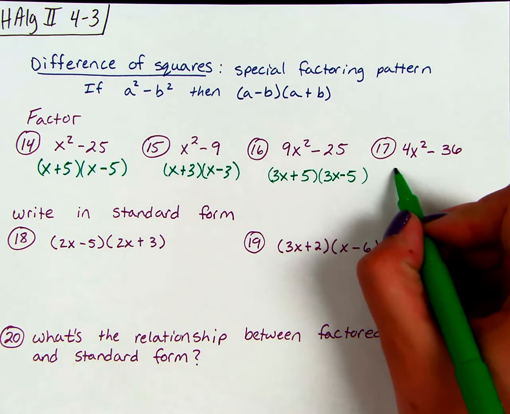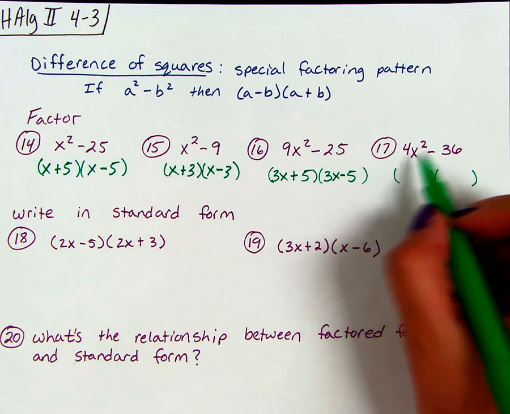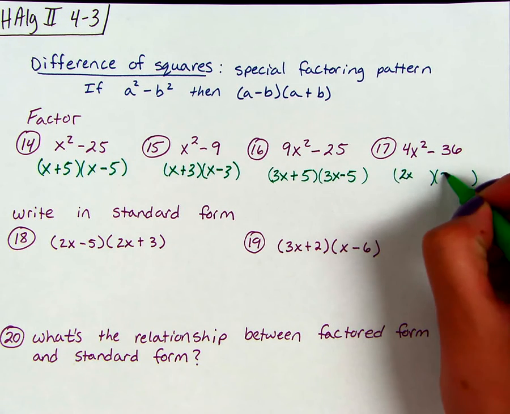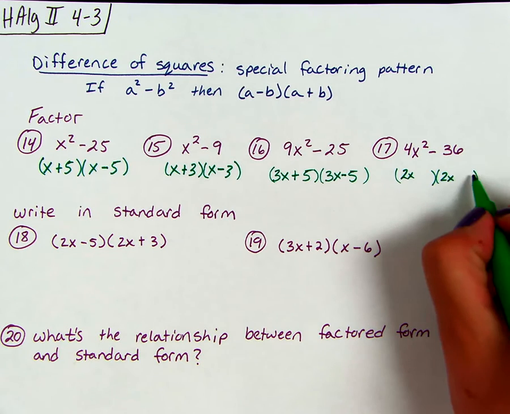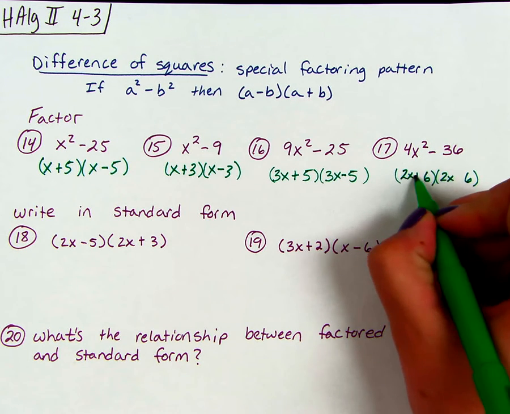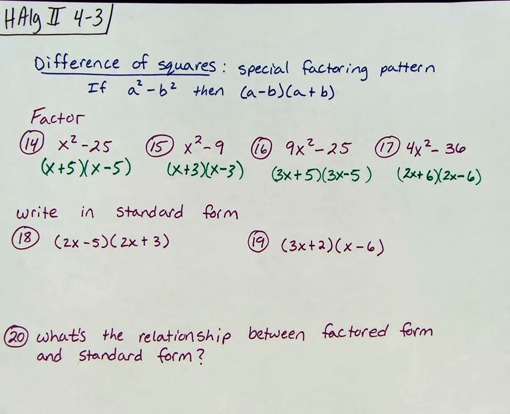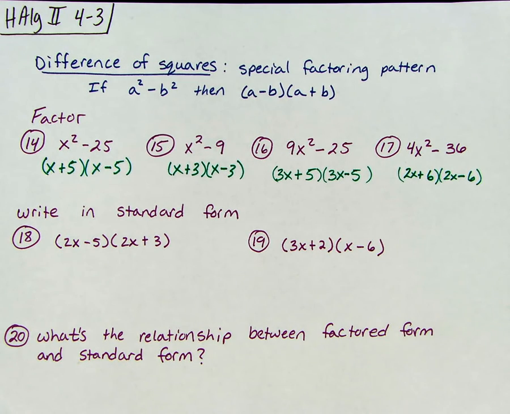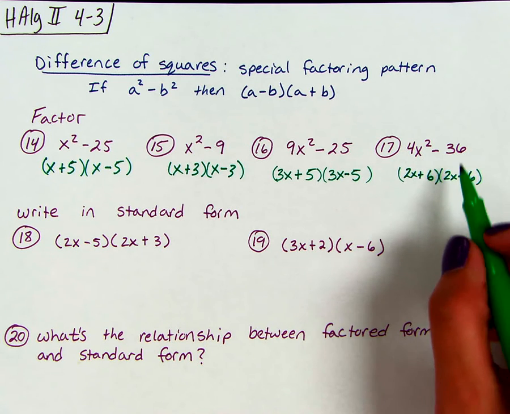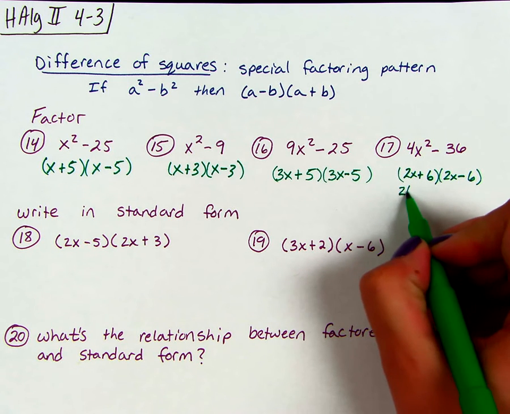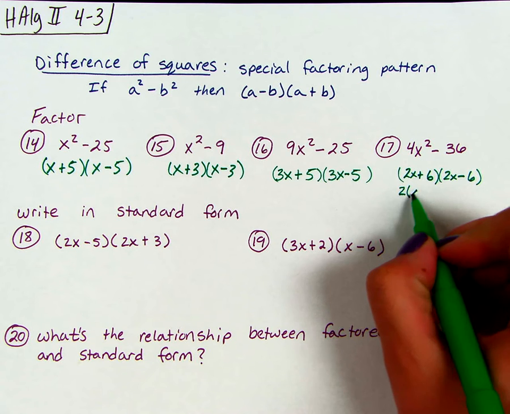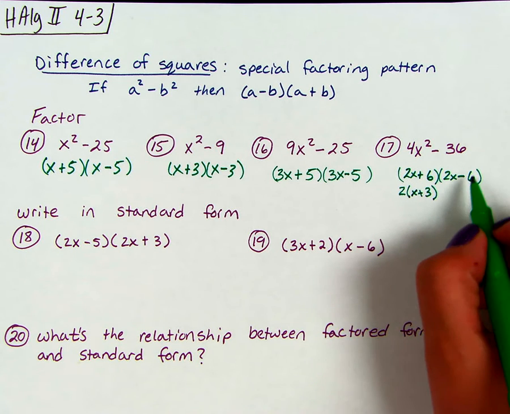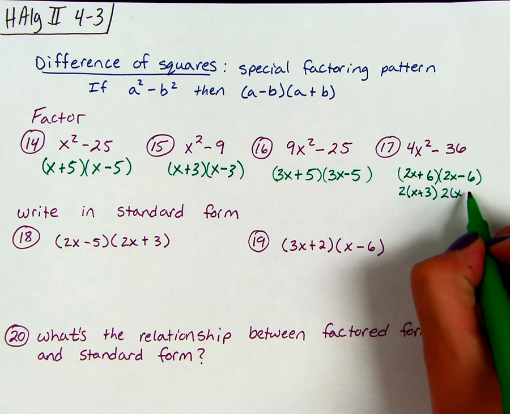And our last one, both 4 and 36 are perfect squares. Square root of 4 is 2, so we'll have 2x for the first term. Square root of 36 is 6. And then we'll have a positive and a negative. Now, this is a special case because we're not actually done factoring. We should notice that both 2 and 6 are even. So that means we can continue to factor using our greatest common factor. We can factor out a 2 from each of these. So we would have 2 and then x plus 3. Same thing here, I can factor out another 2, and then we'll have x minus 3.